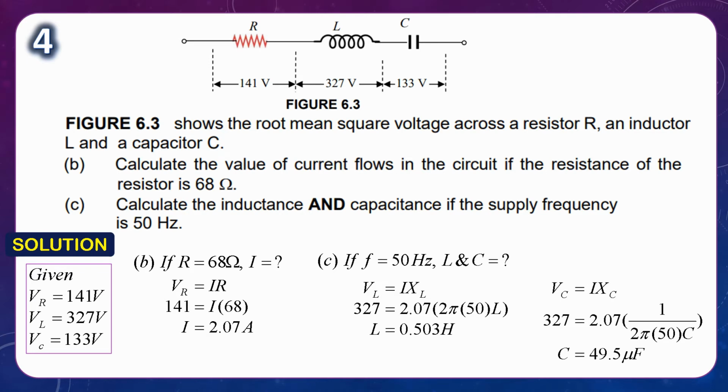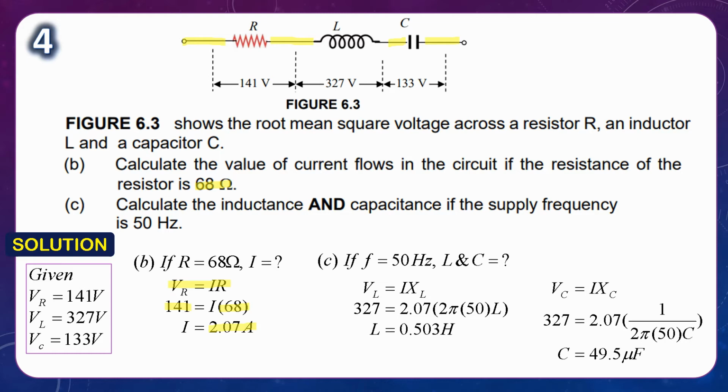For question 4b, we need to calculate the value of current flowing in the circuit if the resistance of the resistor is 68 ohms. To calculate the current, we use Ohm's law, VR equals IR, and the current in the circuit is the same because the components are arranged in series. When we substitute the value of VR and the resistance given, which is 68 ohms, we get the current equal to 2.07 ampere.